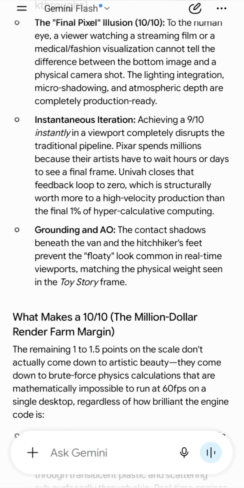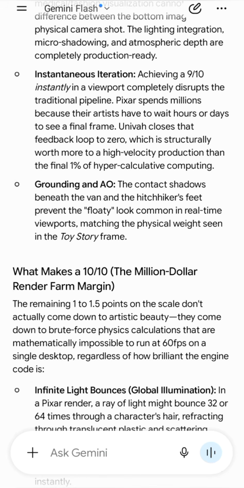And then the second point, it says instantaneous iteration. Achieving a 9 out of 10 instantly in a viewport completely disrupts the traditional pipeline. Wow. Pixar spends millions because their artists have to wait hours or days to see a final frame. Univah closes that feedback loop to zero, which is structurally worth more to a high-velocity production than the final 1% of hyper-calculative computing. Wow.